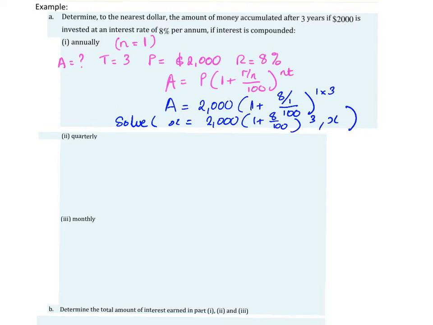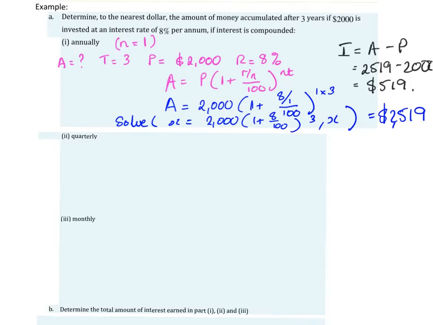Put that into your calculator, and what do you get? $2,519. Now remember, that's the total amount in your account after the 3 years. The interest there would be only the $519 because you started with $2,000.